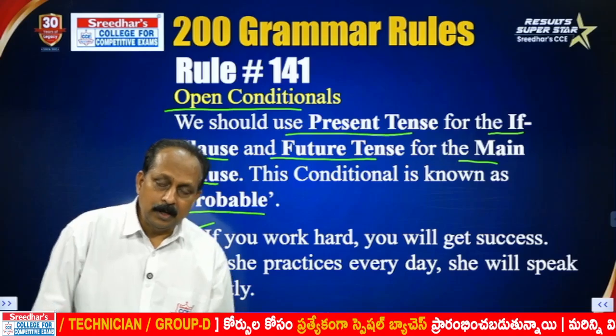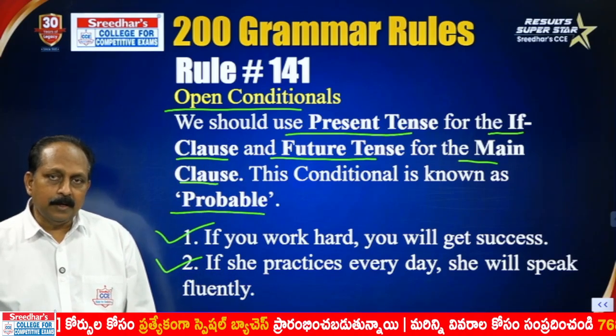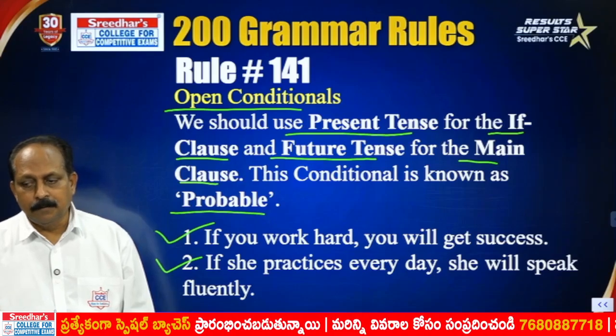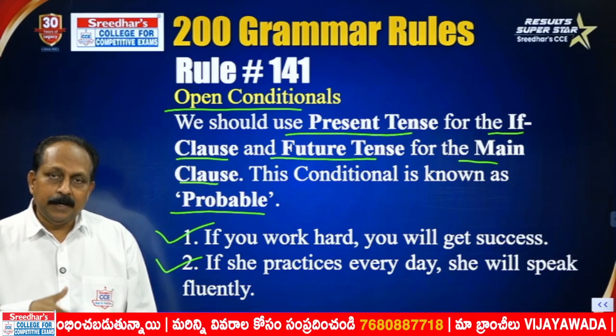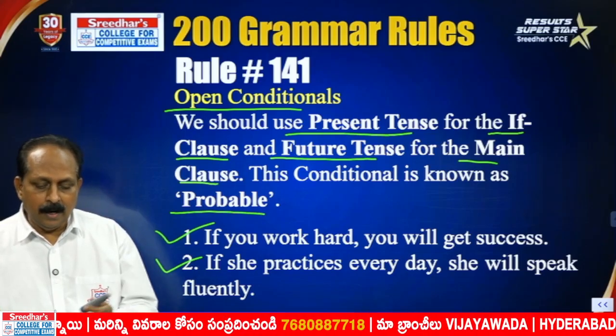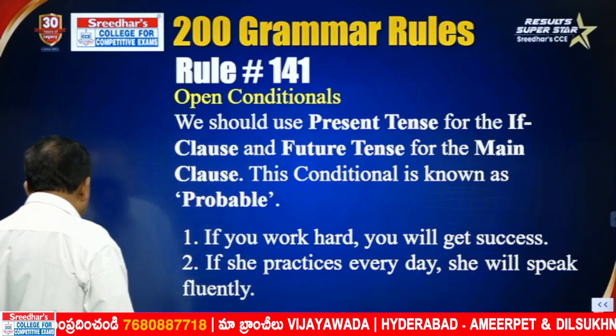And it is also known as probable. Probable means possible. Chances are there. But what are the chances? 50% this side, 50% that side. If he works hard, he will get the job. If he doesn't work, he won't get it. And it may go either way, because we don't know about the person, we'll keep it open.